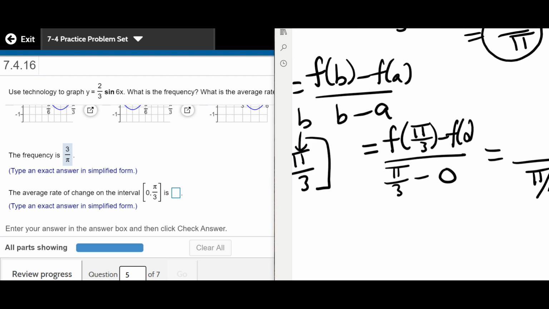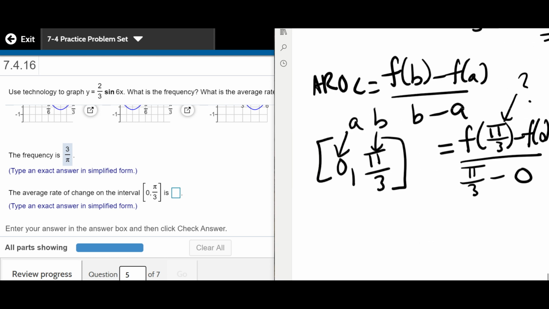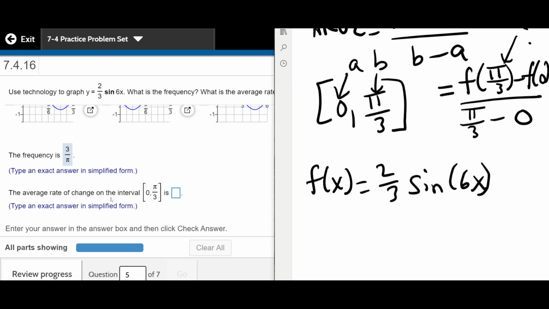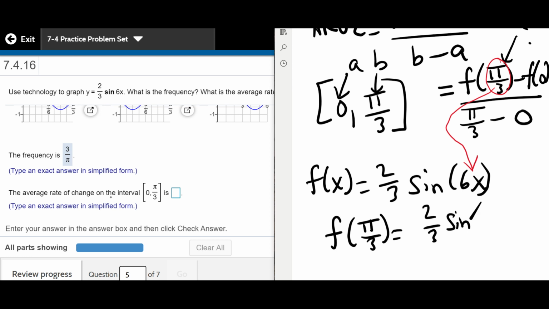Okay, so how do I do f of pi over 3? The way to do f of pi over 3 is I'm going to take my original function, the original problem that they gave us, 2/3 sine of 6x. I'm going to take my pi over 3 and plug it in for x, and that will give me f of pi over 3. Okay, so let's do that right now. So f of pi over 3 equals 2/3 sine 6. Now I plug it in. So I'm going to plug in pi over 3.